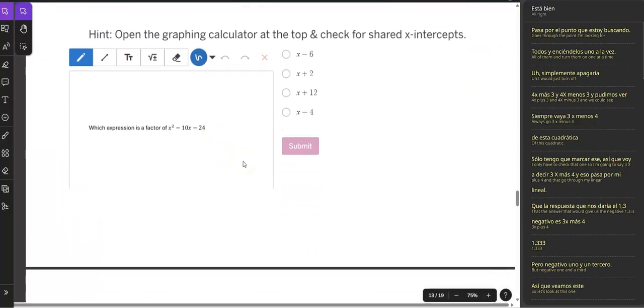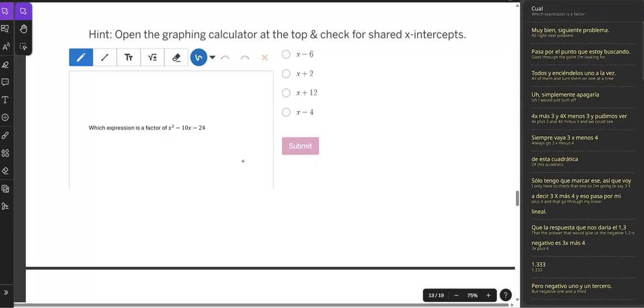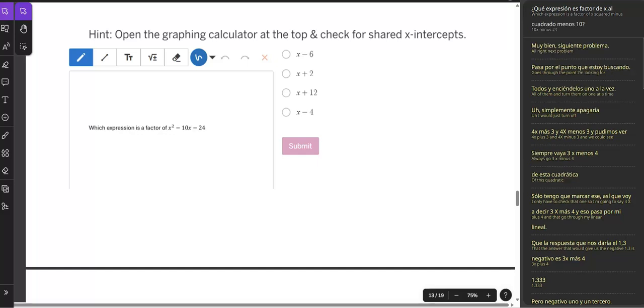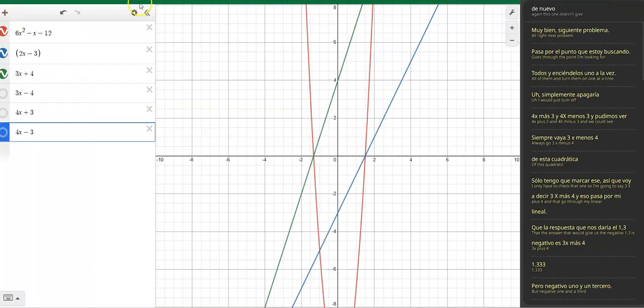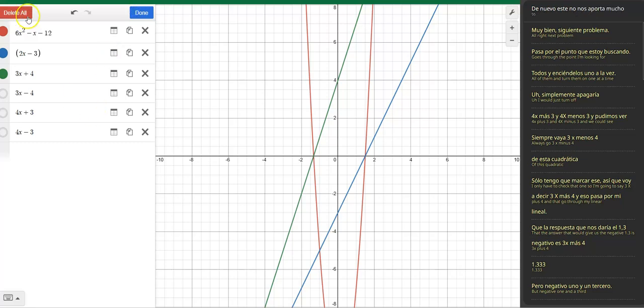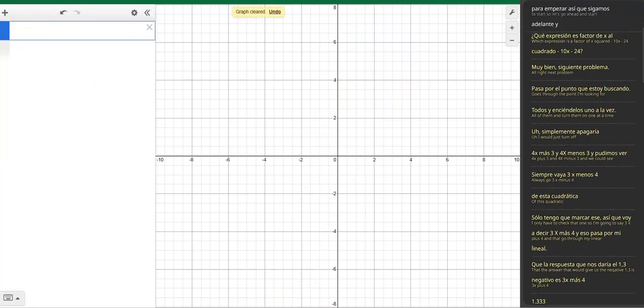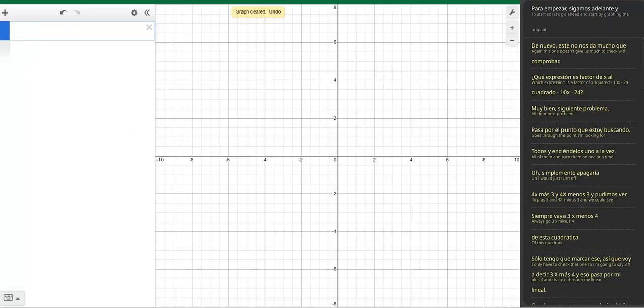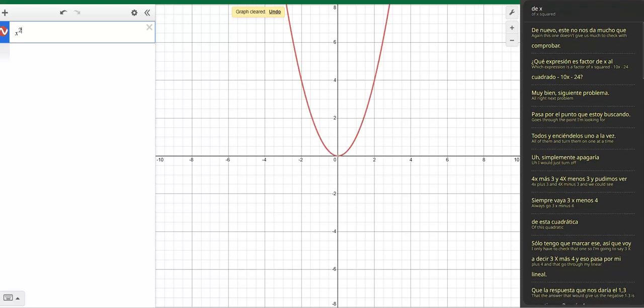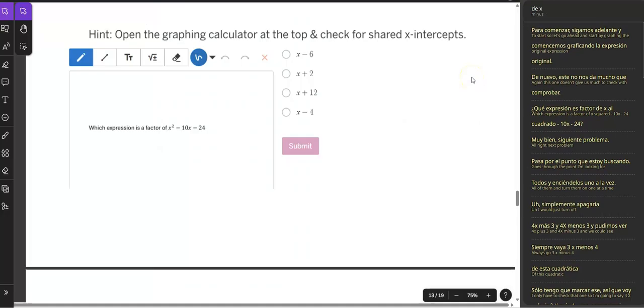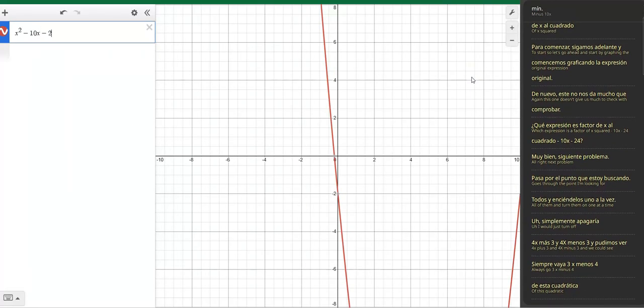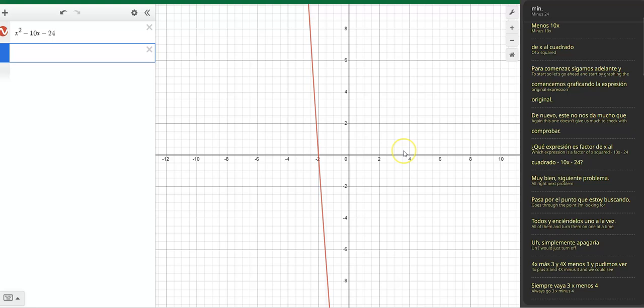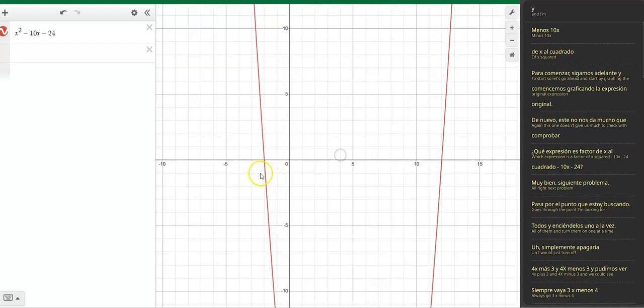All right, next problem. Which expression is a factor of x squared minus 10x minus 24? Again, this one doesn't give us much to check with to start. So let's go ahead and start by graphing the original expression of x squared minus 10x minus 24. And I'm going to zoom out a little bit so I can see both parts.